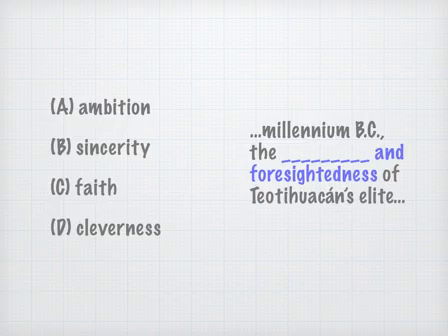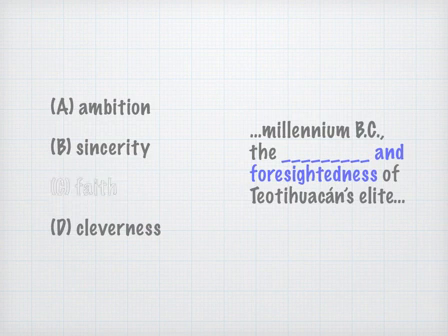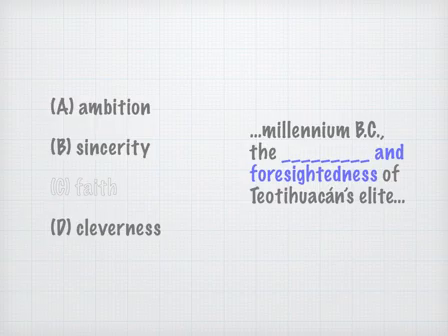So you need to know what foresightedness means to begin with. Using the first part of the process of solving this question, we can actually get rid of the word faith, because faith and foresightedness just don't collocate together. The faith of Teotihuacan's elite and the foresightedness of Teotihuacan's elite are pretty much two separate things. We can't really have faith and foresightedness going together to both describe Teotihuacan's elite. Which leaves us with A, B and D: ambition, sincerity and cleverness.